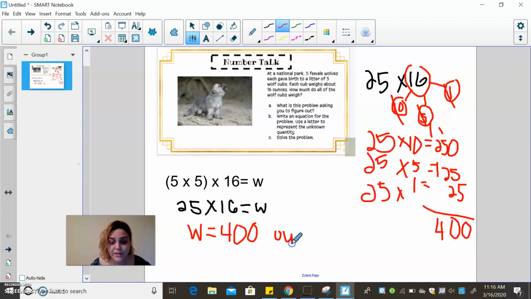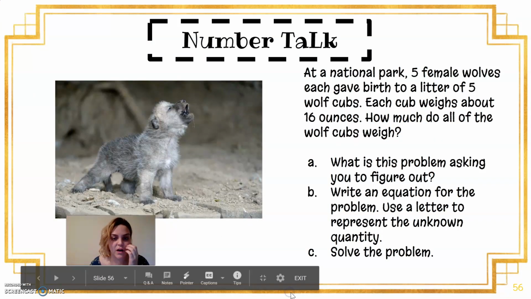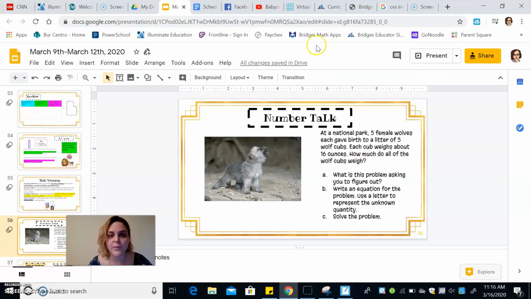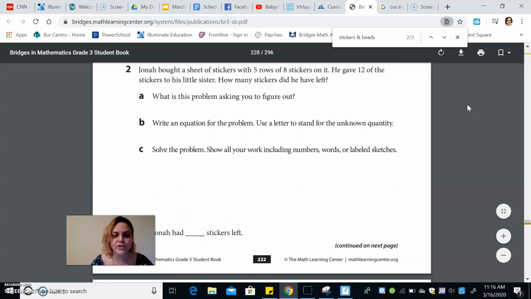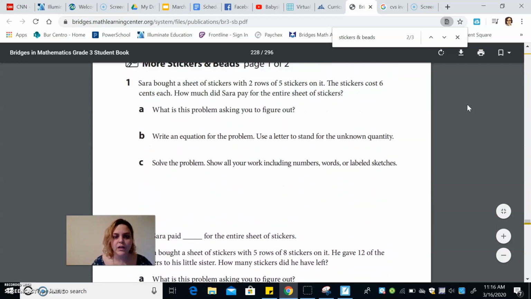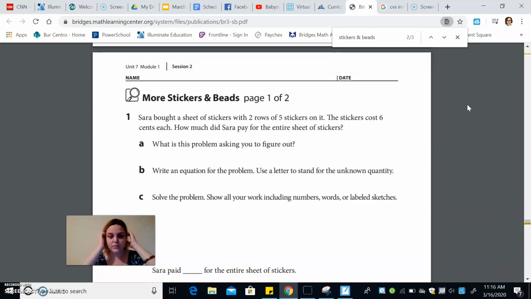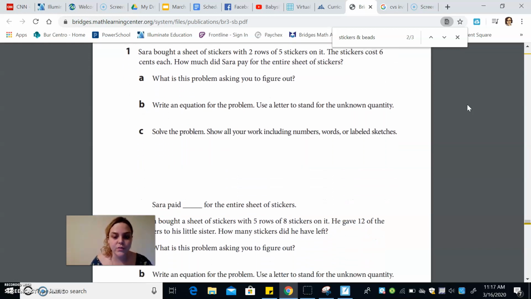If you did not get this problem right, pause the video, go back, rewatch this part to see where you made the mistake. Or look in your notebook and see where you made the mistake. Okay, so you've gotten this far. So now here's the part where it's more of your independent time. In your Bridges workbook, there should be a page. Let's look at the page number. It's page 222, so you're going to solve on your page 222 in your workbook.